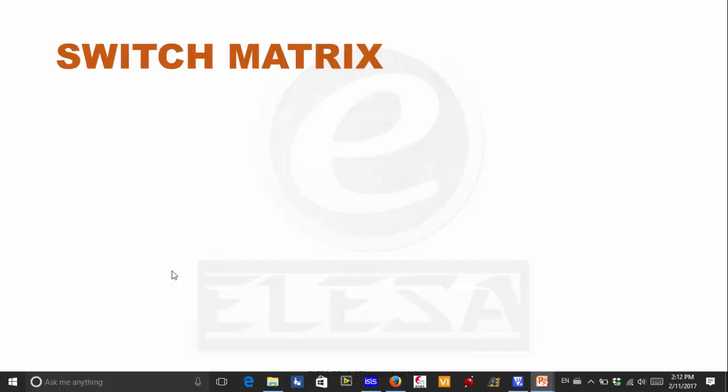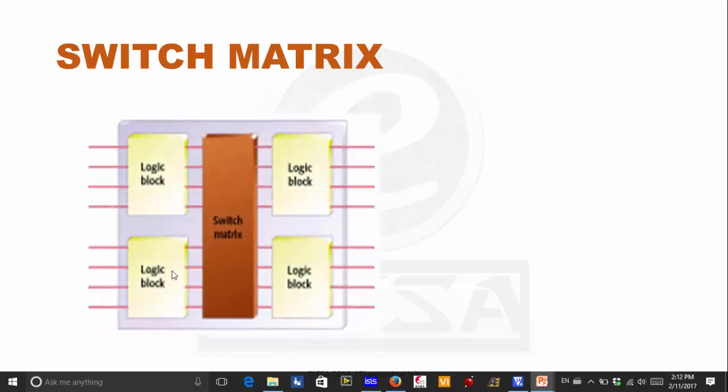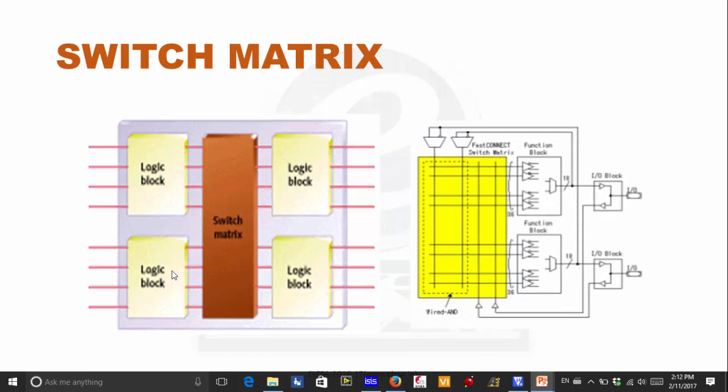Now let's have a look at the switch matrix. To explain the switch matrix, let's take an example of XC95108. There are 108 internal macrocell outputs and 108 external pin inputs. So 108 plus 108, a total of 216 signals, are connected to the switch matrix as input. Also, 95108 has 6 function blocks with 36 inputs each. So total 36 into 6 equals 216 outputs. These 216 outputs are connected to the switch matrix.